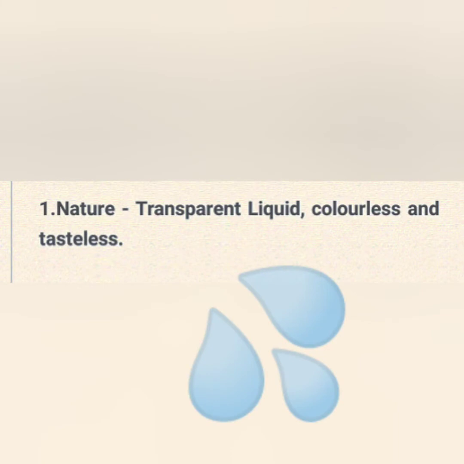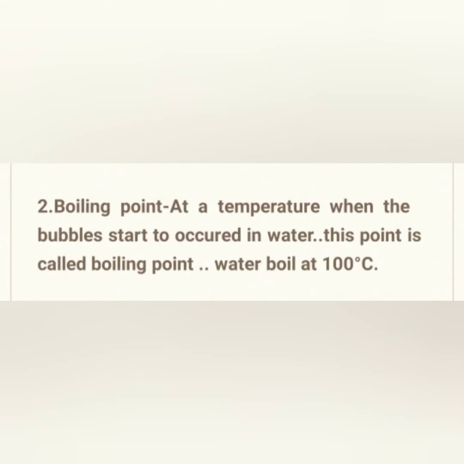First is nature. As we know, water looks transparent, colorless, and it is also tasteless. Next is boiling point. At the temperature when bubbles start to occur in water, this point is the boiling point. Water boils at 100 degrees Celsius. Different liquids have different boiling points, but water boils at 100 degrees Celsius.